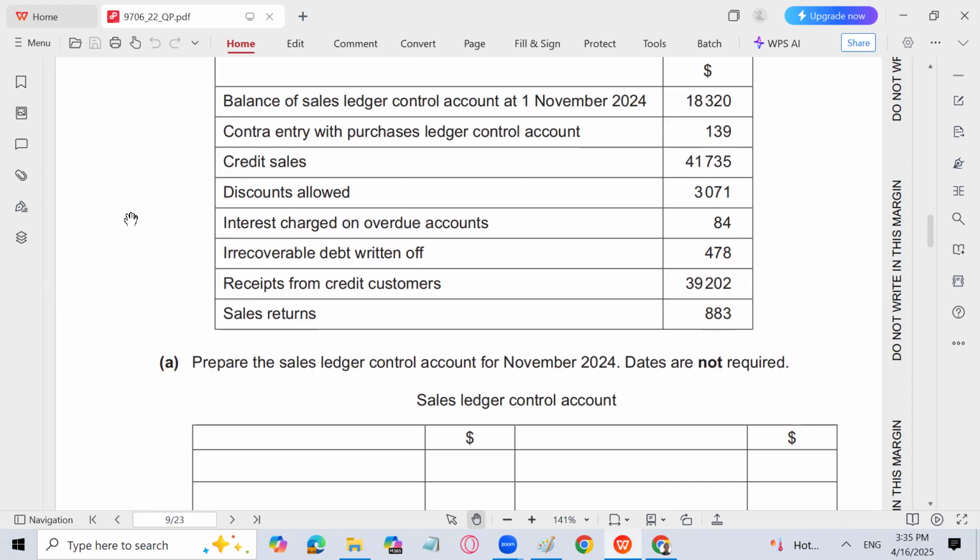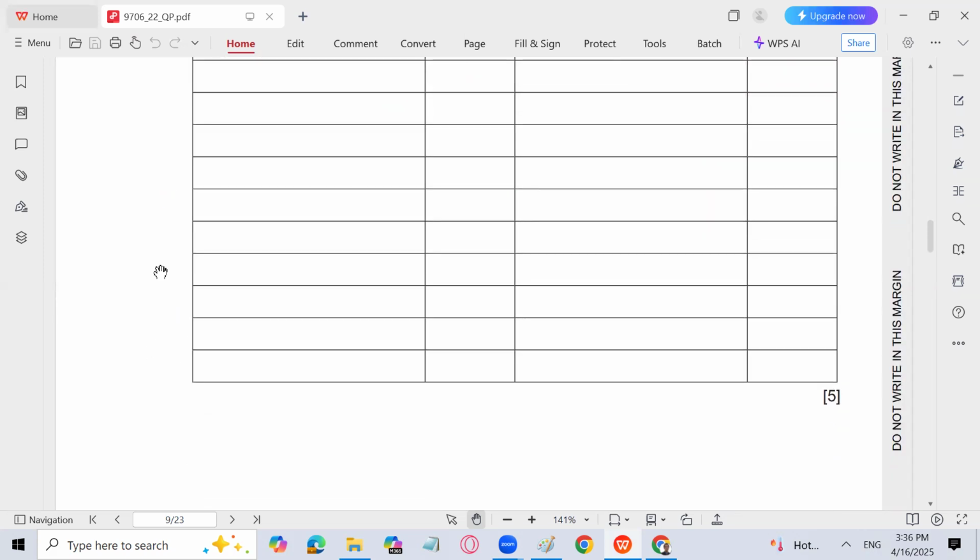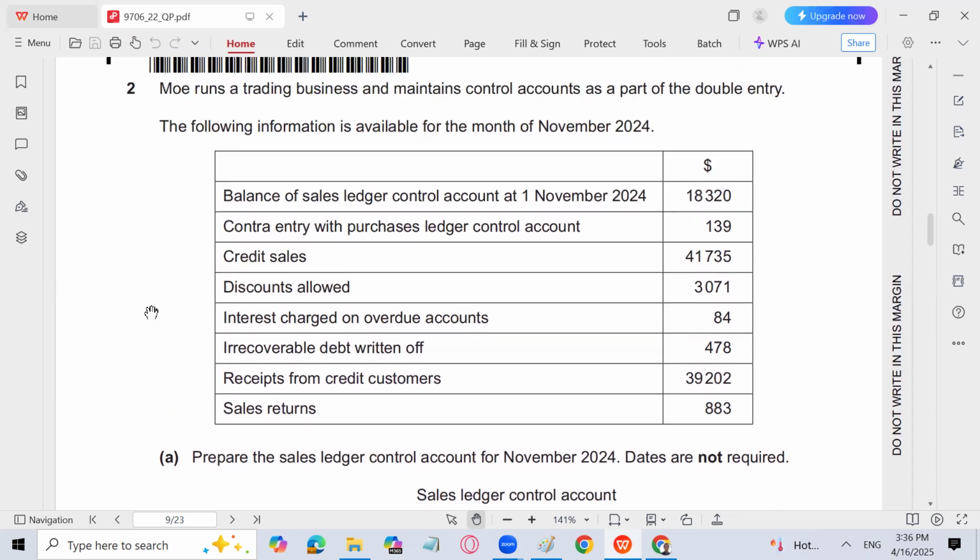Contra entry with purchase ledger account, obviously it will come on the credit side. Credit sales come on the debit side. Discount allowed, credit. Interest charged on overdue account will come on the debit side. Irrecoverable debts will come on the credit side. Receipts from customers, credit, and sales return also come on the credit side, because we have been preparing control accounts since O levels, and in A levels also.